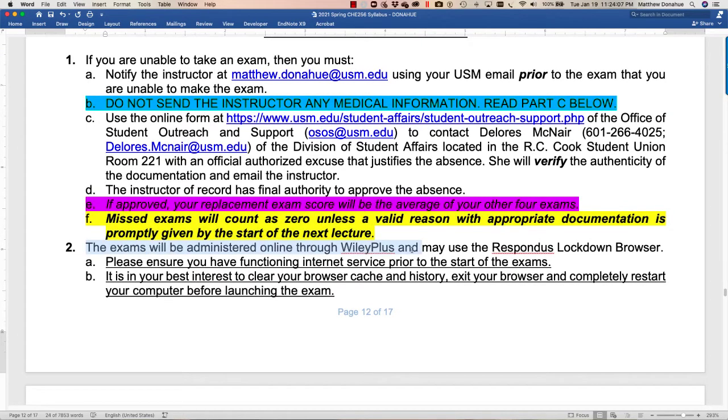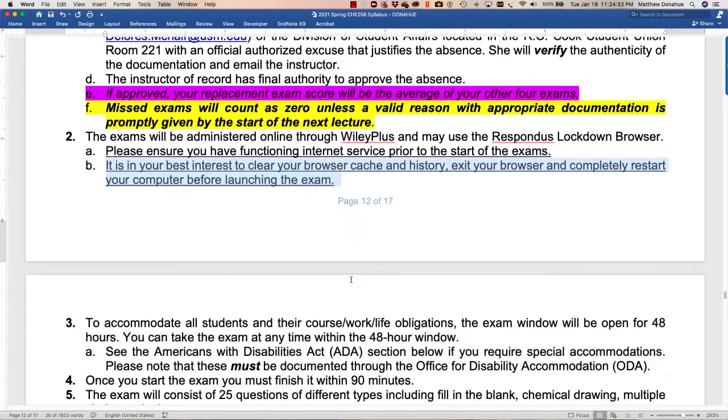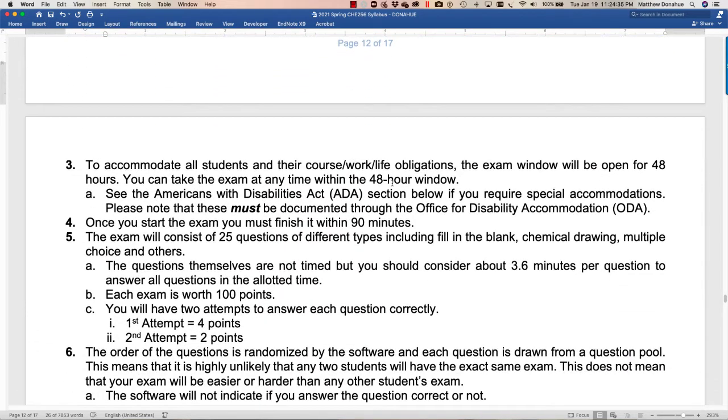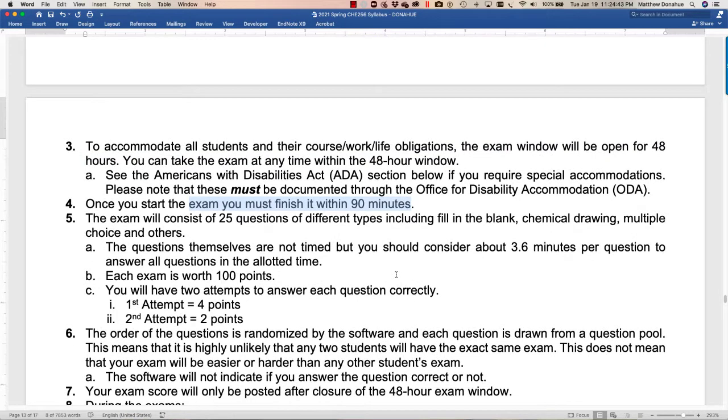The exams are going to be administered online, most likely through Wiley+. We may or may not use the Respondus Lockdown browser. You are strongly encouraged to have a functioning internet during the exam window. You are also strongly encouraged to clear your browser cache and history, exit your browser and completely restart your computer before launching the exam so that you do not have issues with Wiley+. And the exams are open for 48 hours. Once you start it, you must finish it within 90 minutes.